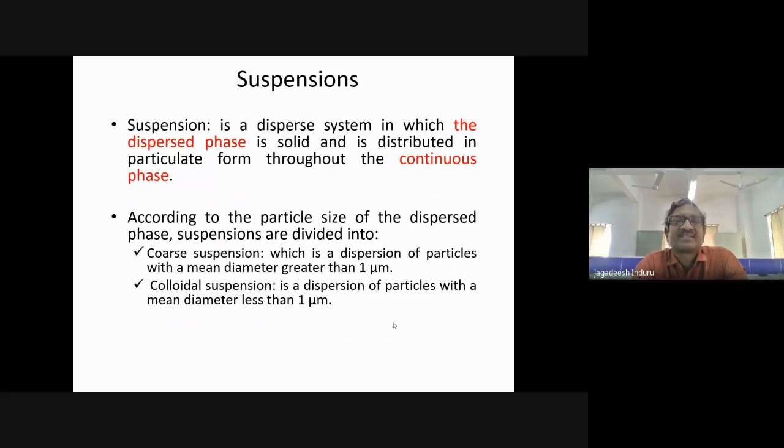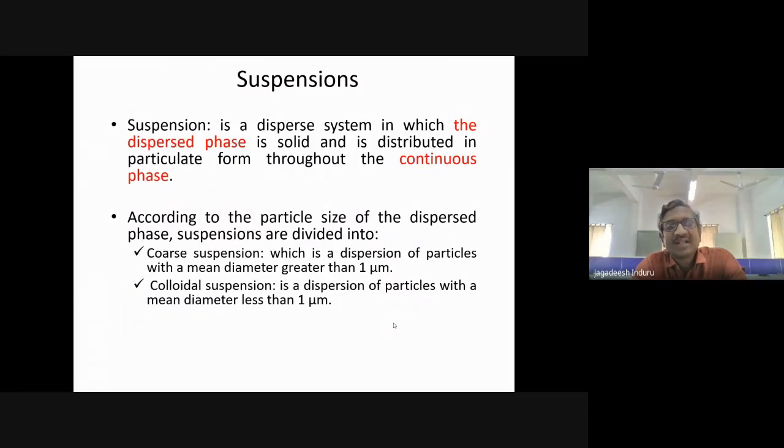So what is a suspension now? We are categorizing dispersion into major broader categories like suspension and emulsion. Now we are taking suspensions. Suspension is also a disperse system. The disperse phase is solid and is distributed in a particulate form throughout the continuous phase, that is a liquid. So according to the particle size of the disperse phase, again they will be divided into colloidal dispersion and coarse dispersions. Most of the times they will be varying.